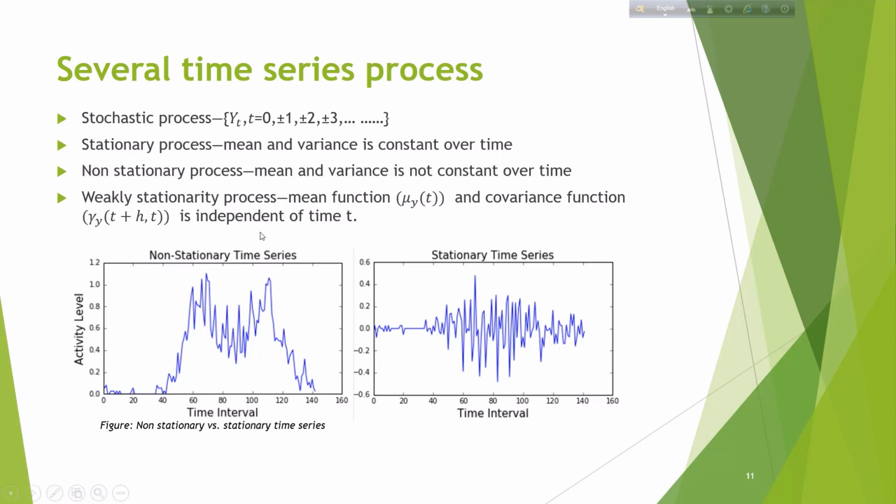So then what is a weakly stationary process? The weakly stationary process is a stationary process for which the mean function and covariance function are independent of time. Otherwise, it is changeable, like a non-stationary time series. The figure below differentiates the stationary and non-stationary time series. Here, the non-stationary time series fluctuates greatly and the mean and variance change over time. But in the stationary time series, the mean and variance are not changing over time.